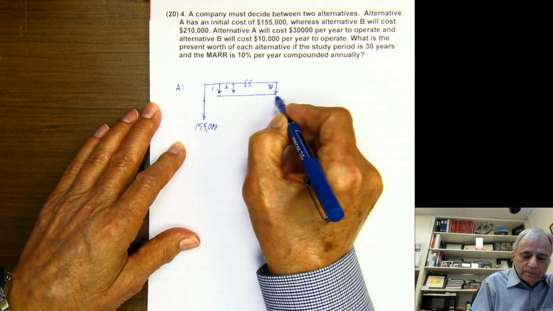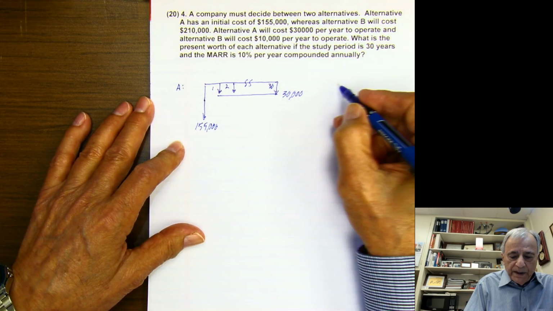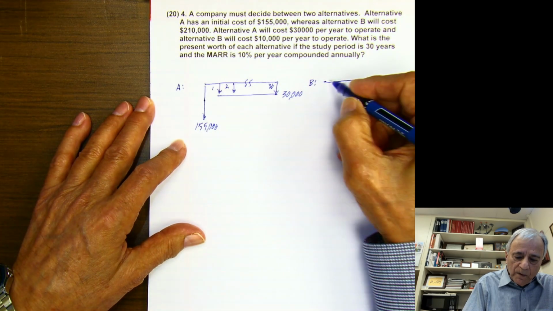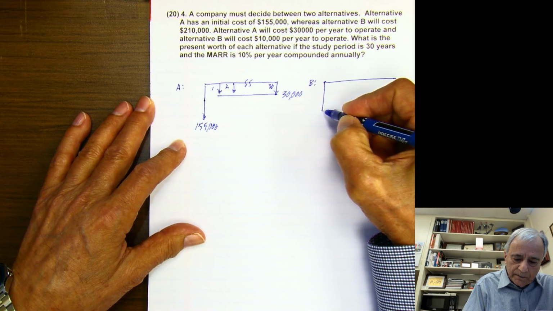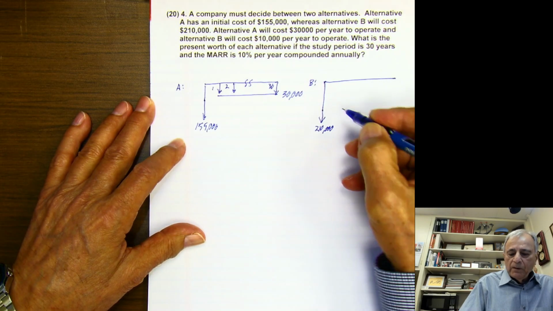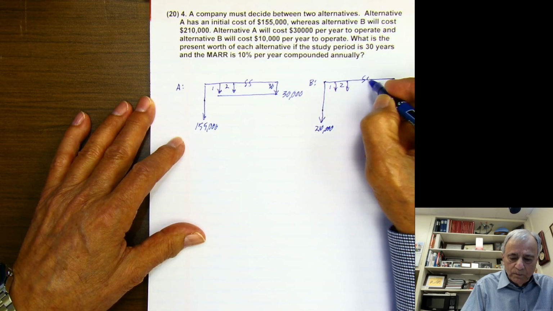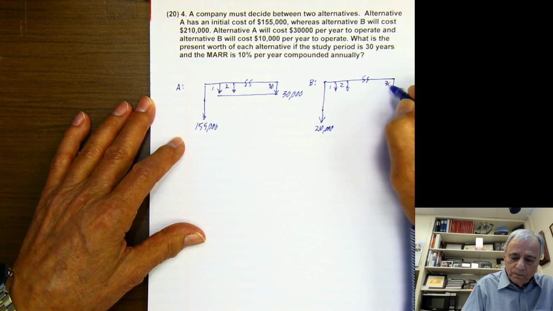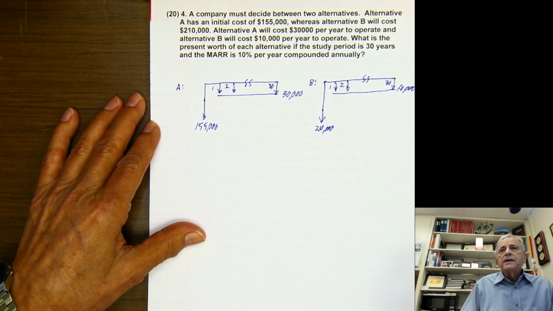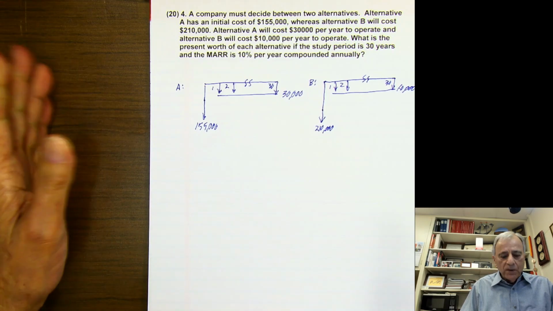So alternative B costs $210,000. But only $10,000 a year to operate. So that's the cash flow for alternative B. And now we want to find the present worth at 10%.